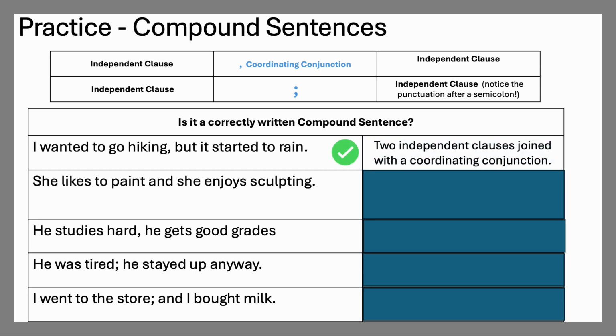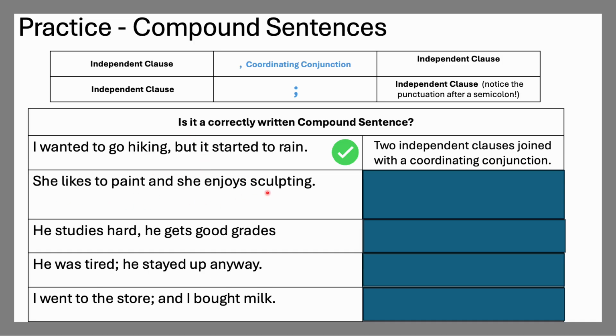Yes, we have two independent clauses joined by a coordinating conjunction. So we have I wanted to go hiking. It started to rain. Two complete independent clauses, two complete sentences, and I'm joining them with a comma, coordinating conjunction, comma, but.